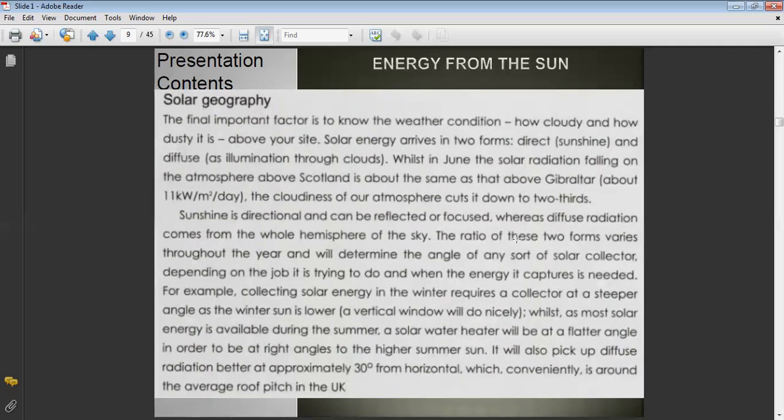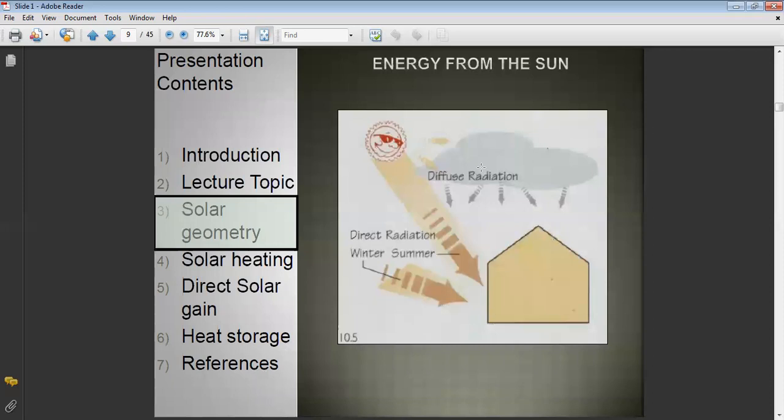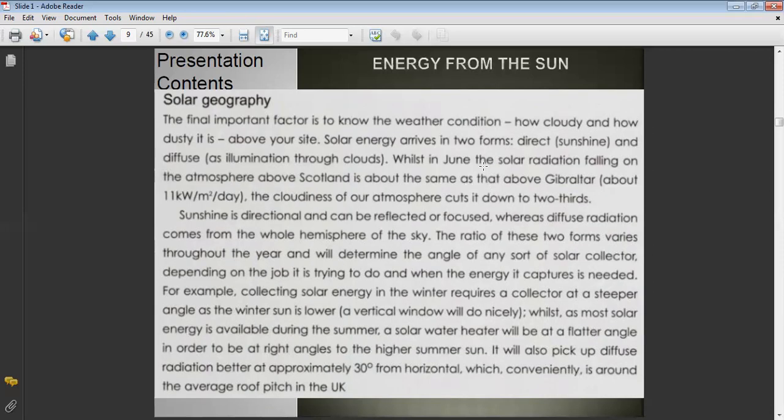So energy arrives in two forms, that is direct sunlight and diffuse in the form of illumination through the clouds, as we have seen right over here. This is direct light and this is the diffuse light. While in June the solar radiation falling on the atmosphere above Scotland is about the same as that above Gibraltar, the cloudiness of our atmosphere cuts it down to almost two-thirds. That is what is happening in the UK and the Scotland area.